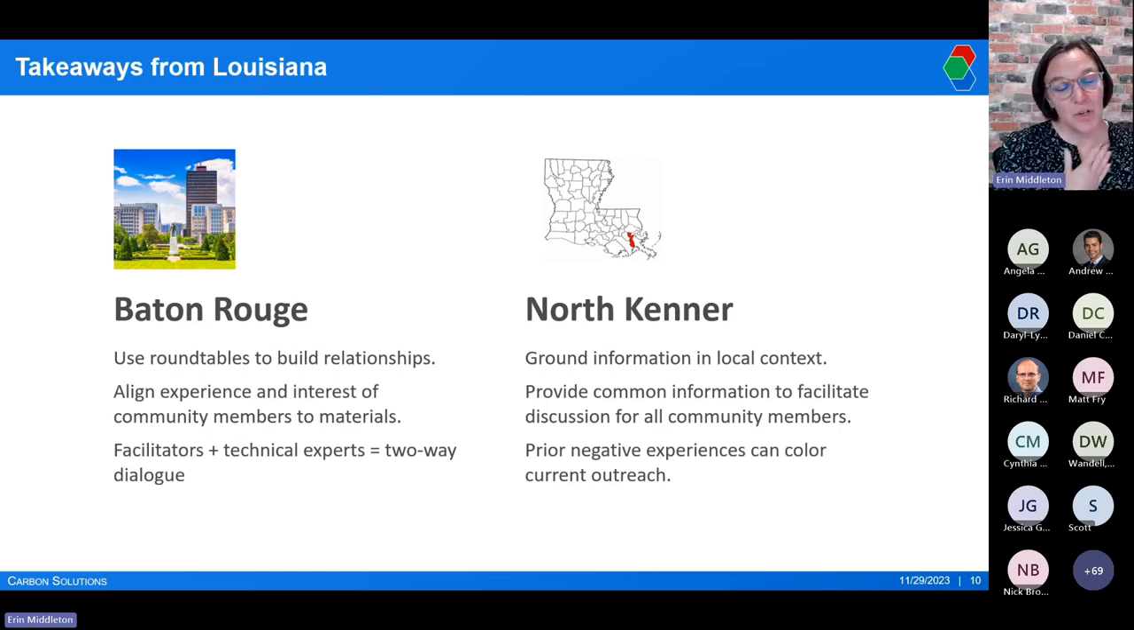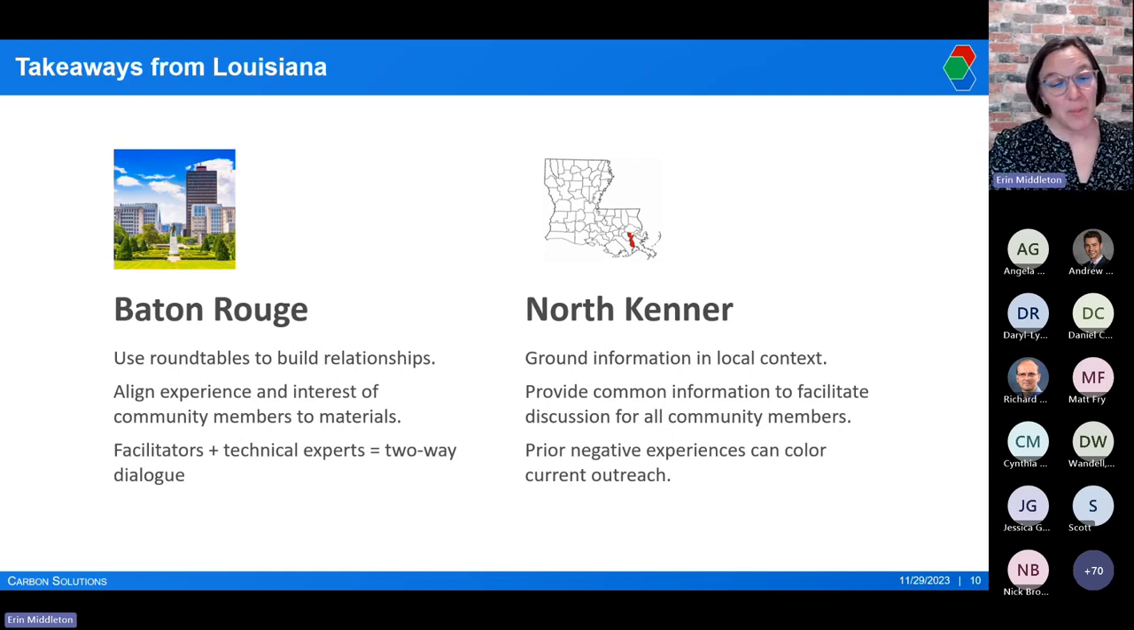One of the things that was interesting about Baton Rouge is that this was an experienced group. In Louisiana, in many places, there are people that have been involved in petrochemical industries, and so these are not folks that have no experience. They have experience with emissions, with pollution, and with pipelines.